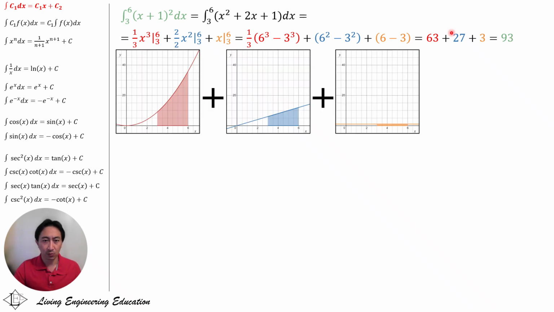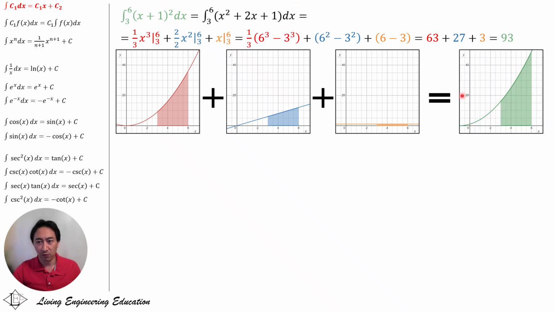So graphically, what does this look like? This is my x squared term. This is my 2x term, and then this is my constant 1 term. And when we add these areas together, we get the full function, the x plus 1 squared function all together. Okay, so we just did that, so we have the reference that we're expecting the answer to be 93.